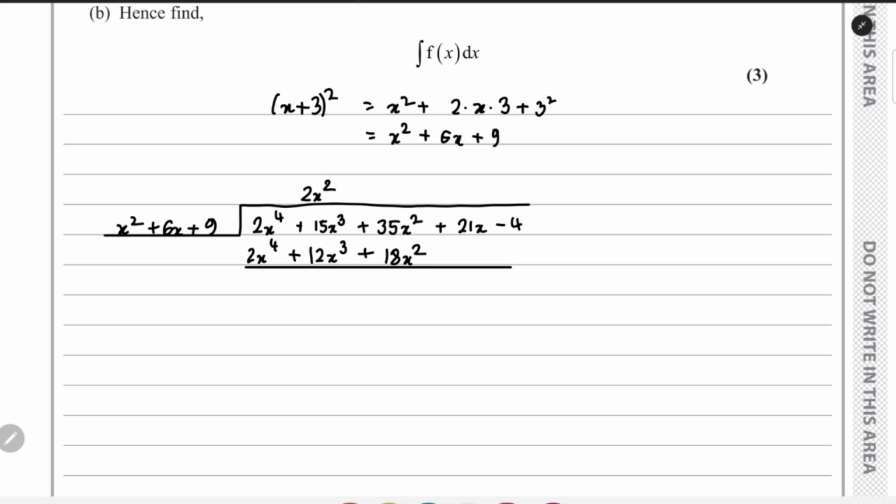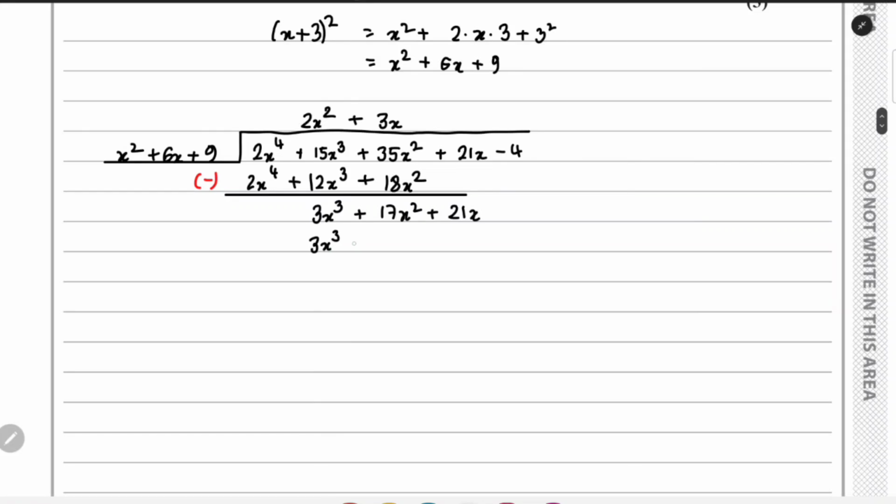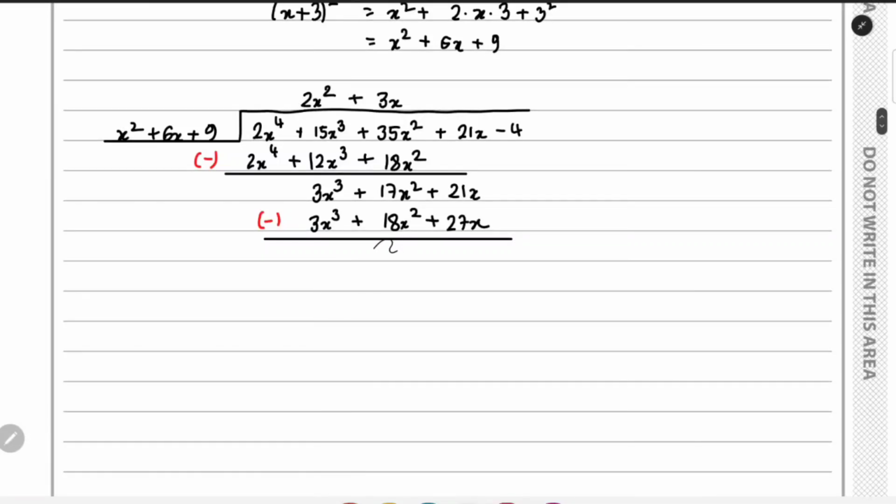Now we'll subtract this over here. This will become minus, this will become minus, this will become minus. And if I calculate this, this will come out to be 3x cubed plus 17x squared plus 21x. I'm writing 3 terms down together since there are 3 terms in the divisor. Now I'll multiply by 3x. I'll get 3x cubed plus 18x squared plus 27x. We'll subtract this thing as well. We'll get minus x squared minus 6x minus 4.